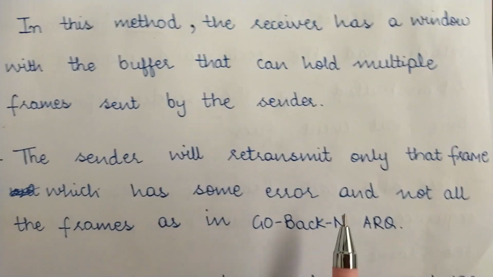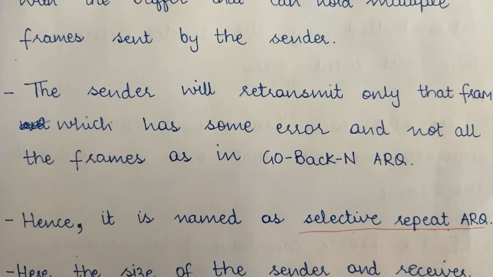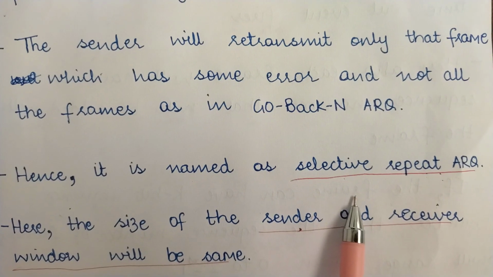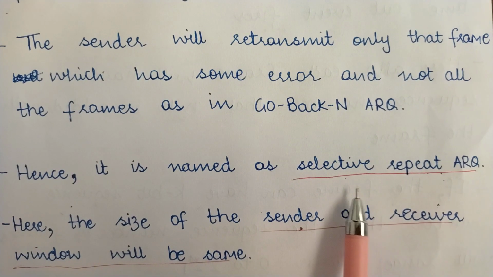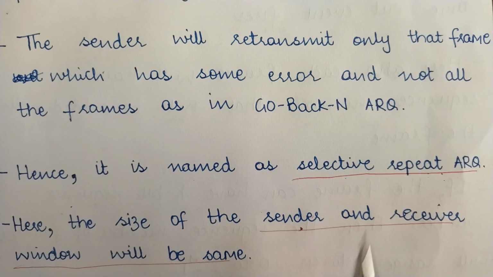So here the sender will retransmit only that frame which has some error and not all the frames, unlike in go back N ARQ. So if you are sending frames from frame number 0 to frame number 4, and if an error occurs in frame number 2, then you will retransmit only frame number 2 and not all the frames from frame number 2 till frame number 4. So that is the reason it is named selective repeat ARQ, because you are selectively repeating the transmission of the frames. You are selectively retransmitting only that frame which has error.